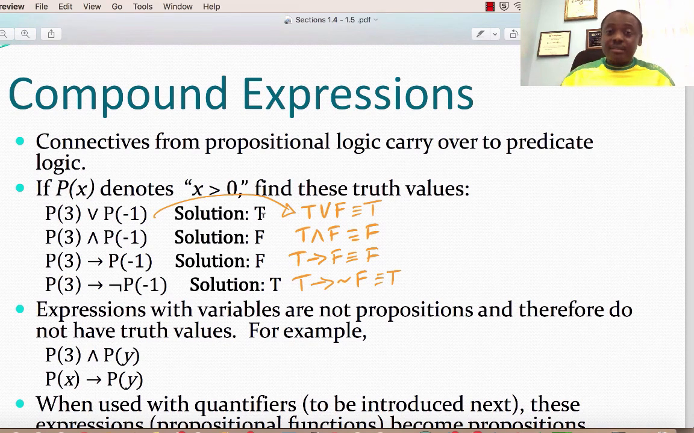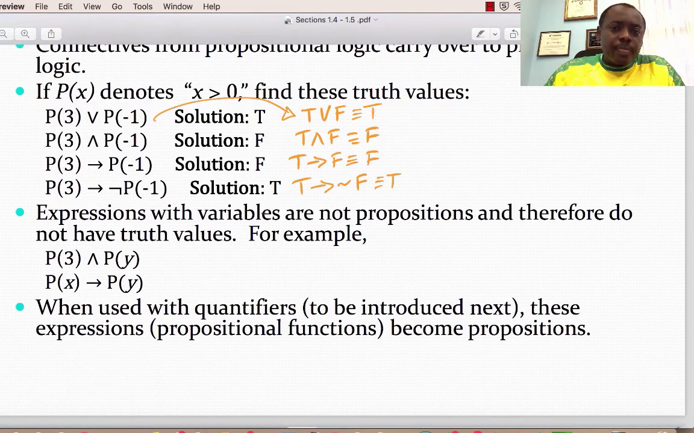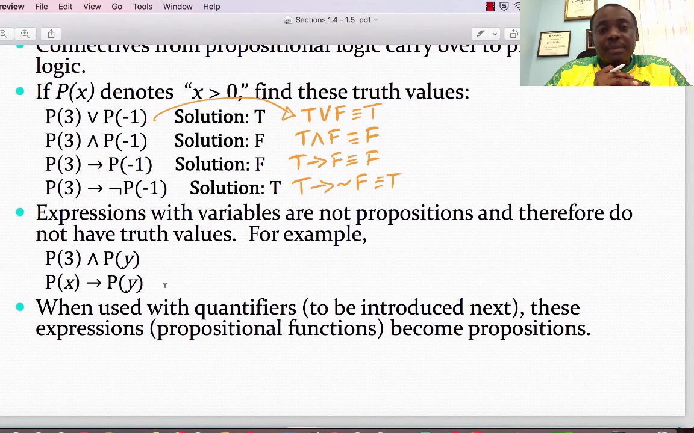And it could become as complex as you want it to be. You just have to put 1.1, 1.2, 1.3, 1.4 together. Mathematics is not a disconnected piece. It's beautiful. Expressions that have variables are not propositions, and therefore they do not have truth values. P of 3 and P of y doesn't have a truth value because y is a variable. Same thing here, x and y are variables, so these are not propositions. These are just propositional expressions, if you want to coin a complex phrase or a complex statement as that.